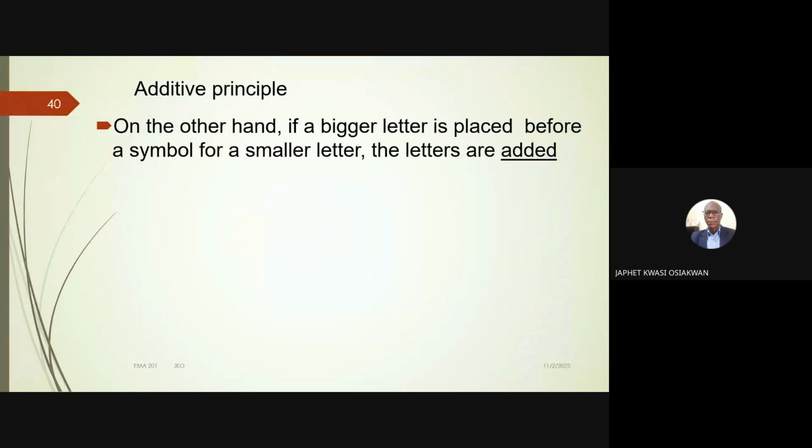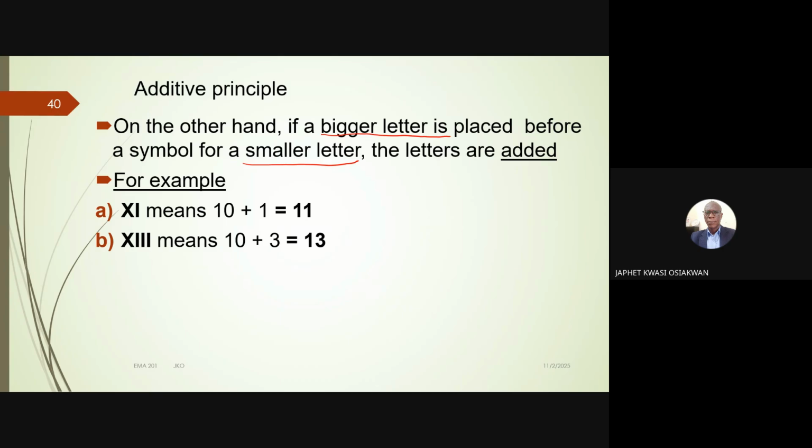The additive principle is also saying that when a bigger number is placed before a smaller one, then we have to add them. The subtractive one is if the smaller one is placed before the bigger one, you subtract. This one, when the bigger one is placed before the smaller one, then you have to add them. So for example, XI, the X is 10, the I is 1, so 10 plus 1, 11. Then XIII, that is 10 plus 3, 13. We have LIV. The L is 50, and then the IV is 4. So that is 50 plus 4, 54.